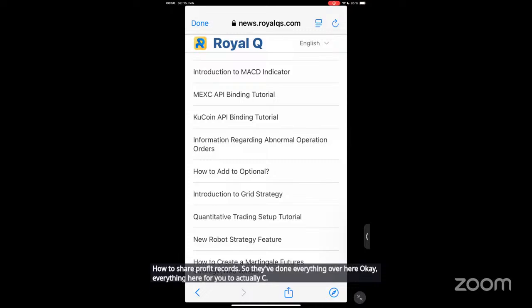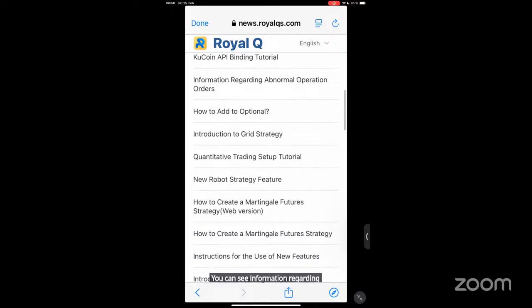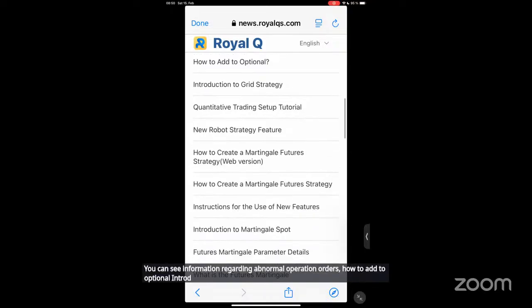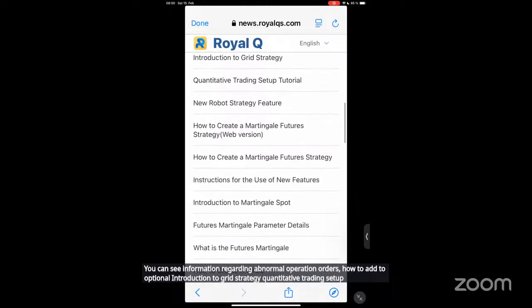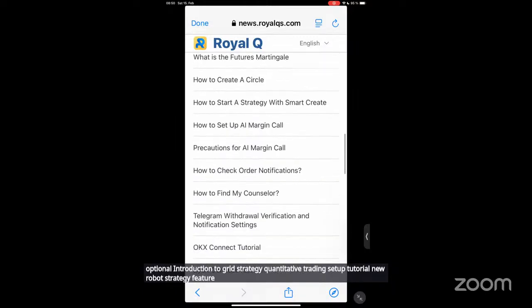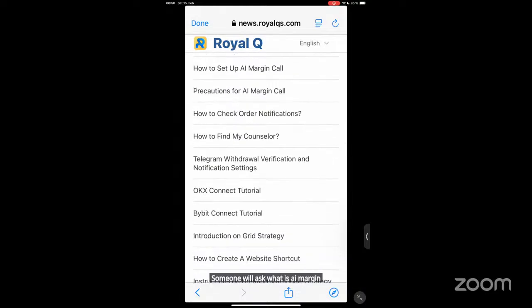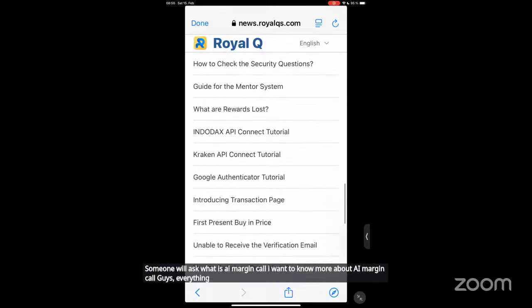You can see information regarding abnormal operation orders, how to add to optional, introduction to grid strategy, quantitative trading setup tutorial, new robot strategy feature. So everything is here. Someone will ask, what is AI margin call? I want to know more about AI margin call. Guys, everything is here under the user guide.